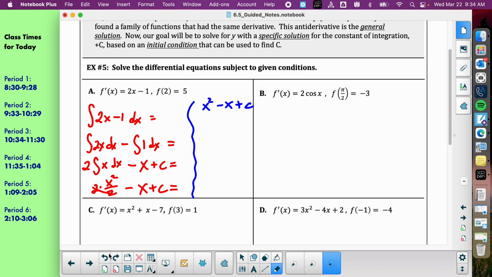Nice. Let's pretend we didn't do anything. This is f of x. Because we started with f prime, this is f. And then let's go with Hunter. Hunter's been looking up all the info on his phone. Hunter, how do we work f of 2 equals 5?